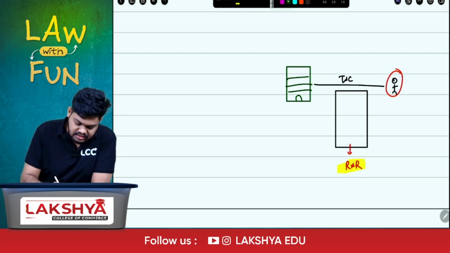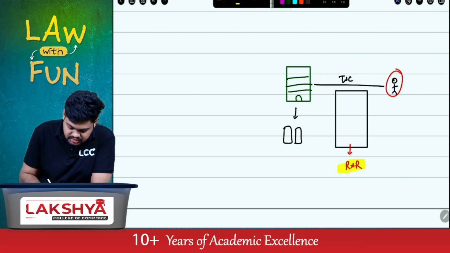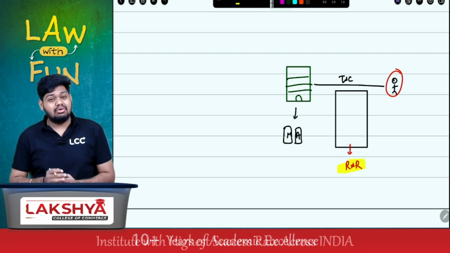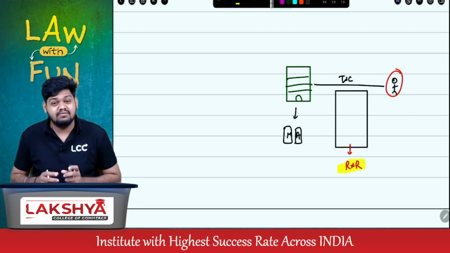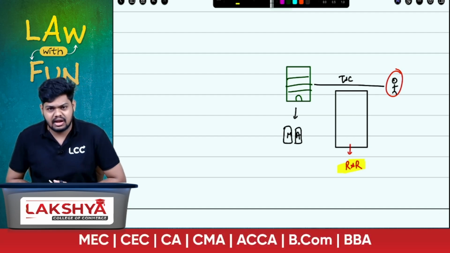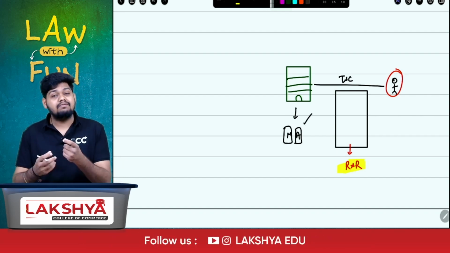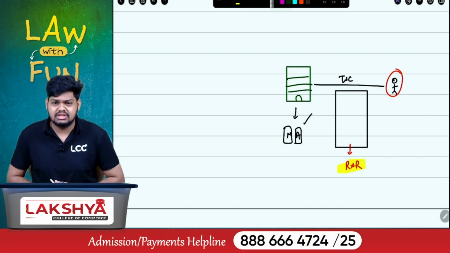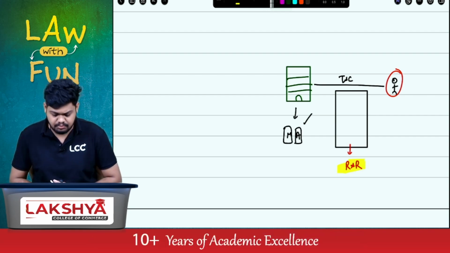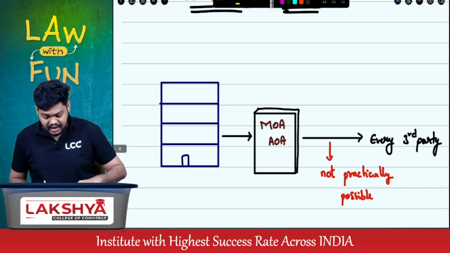Hence, we started drafting documents called MOA and AOA. These documents, MOA and AOA, will contain all the rules and regulations on which the company is ready to deal when entering into a contract with a third party. Given that these documents become vital for entering into any transaction with a third party, an outsider of the company, we have to make sure the company provides these two documents to every third party.